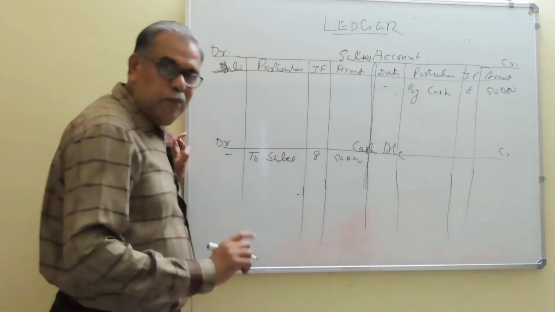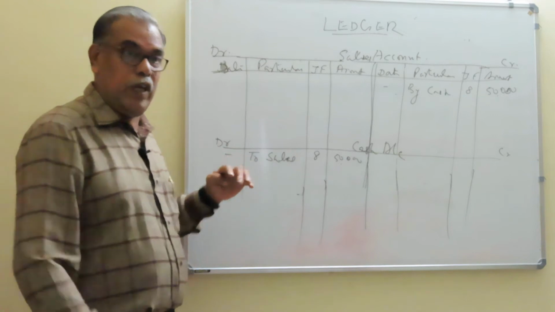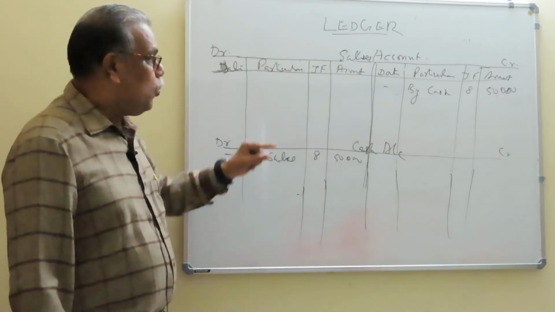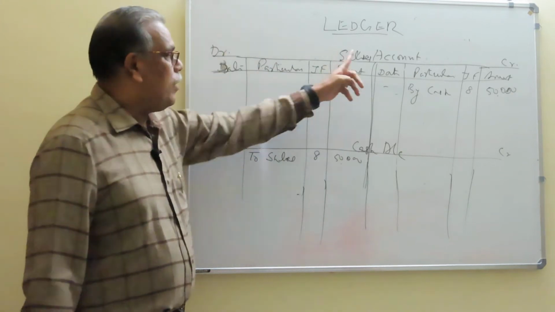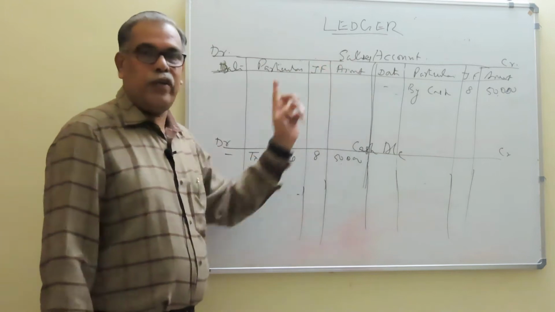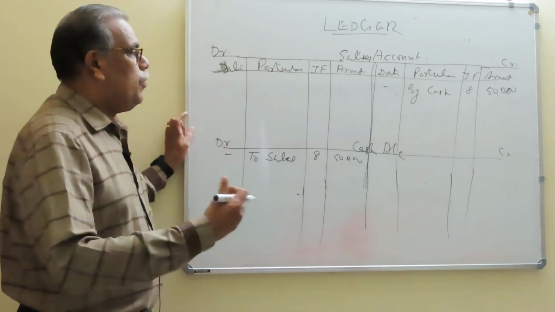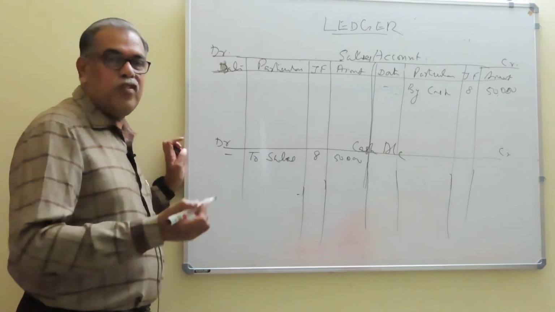That means if you want to have a reference later on, say after 2 years or 5 years, we can just go through page number 8 or folio number 8 of the journal, where you can see this entry, cash account debtor to sales.